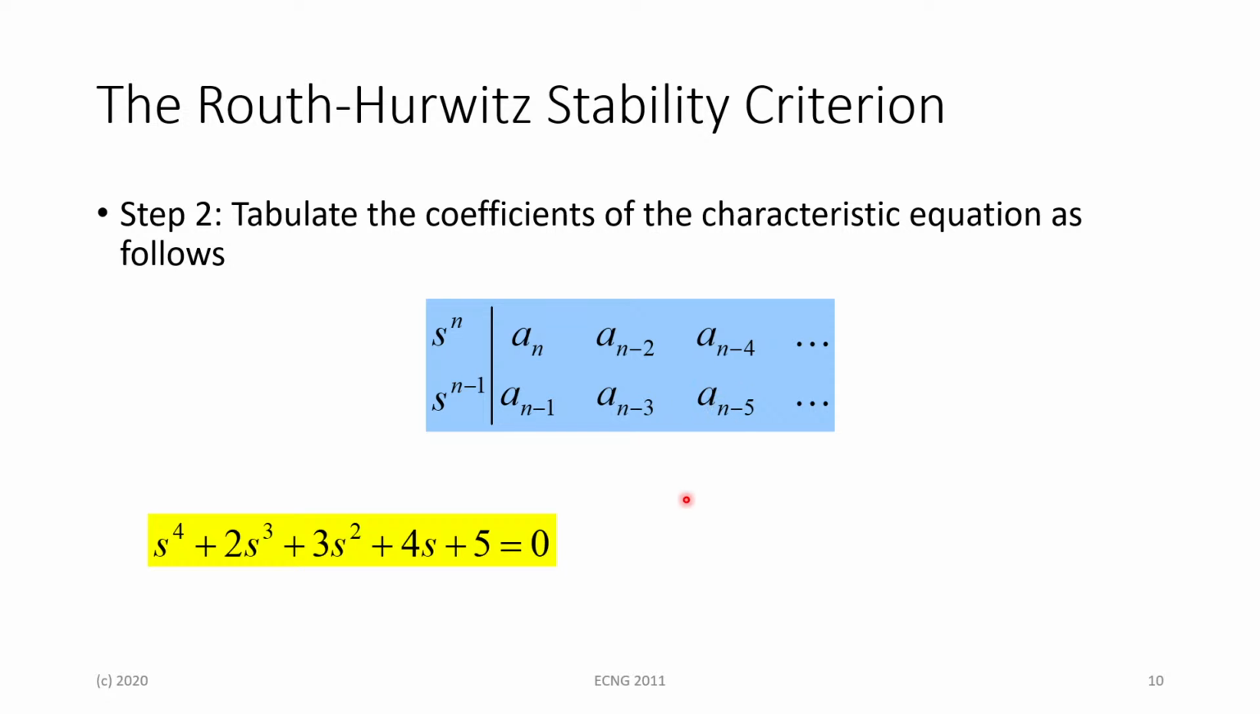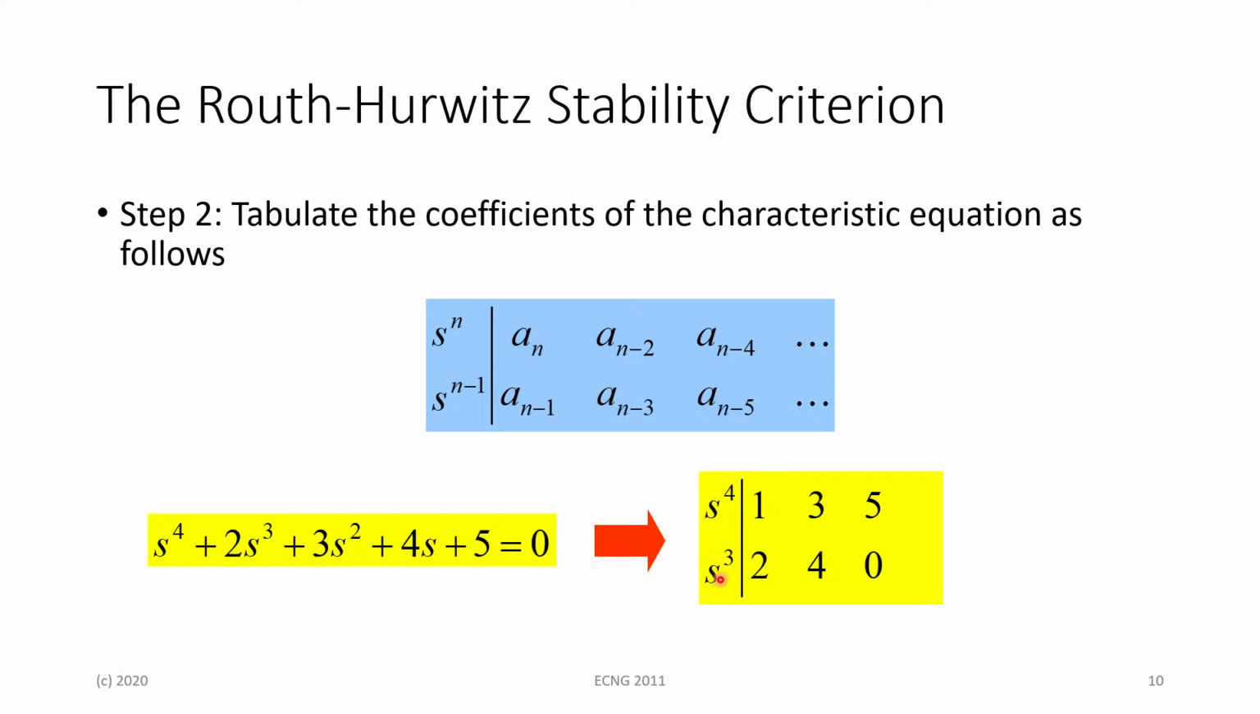So when we formulate our table, like I said, we started with the highest power of s, and we observed that was even, so we take the coefficients of the even powers of s. That means the s to the 4 coefficient is 1. The next coefficient, for s squared, is 3. And then the next coefficient is for s to the power 0, our constant coefficient, which is 5.